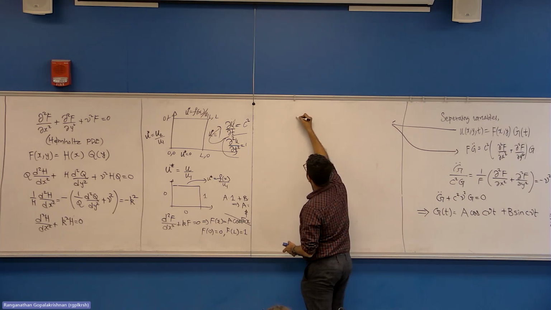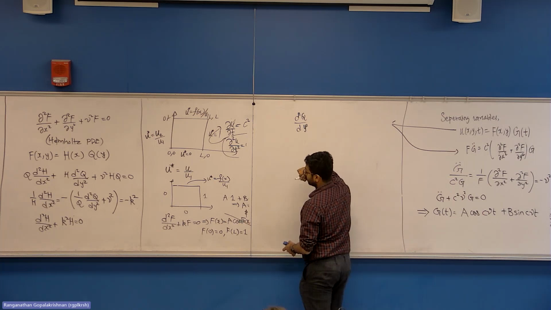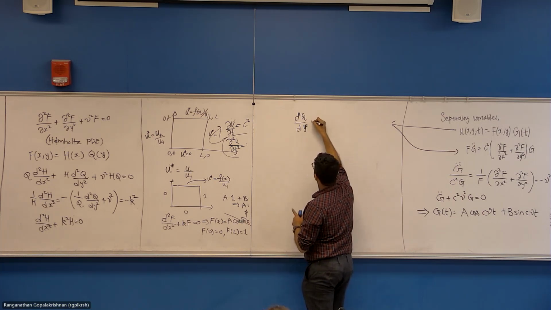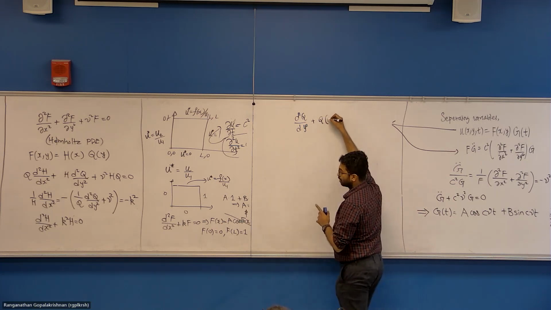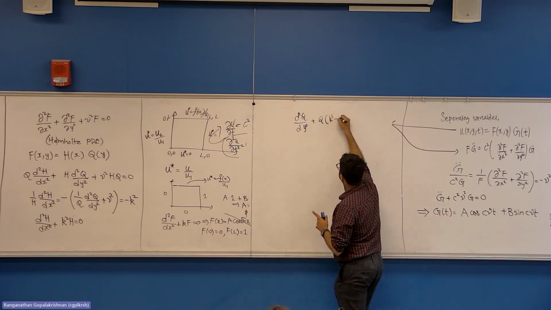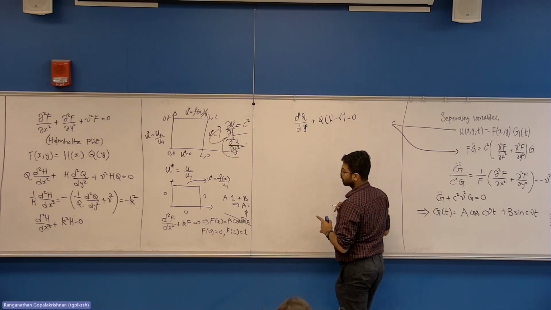we have d squared Q over dy squared plus Q times (k squared minus nu squared) equal to 0. Is that correct?